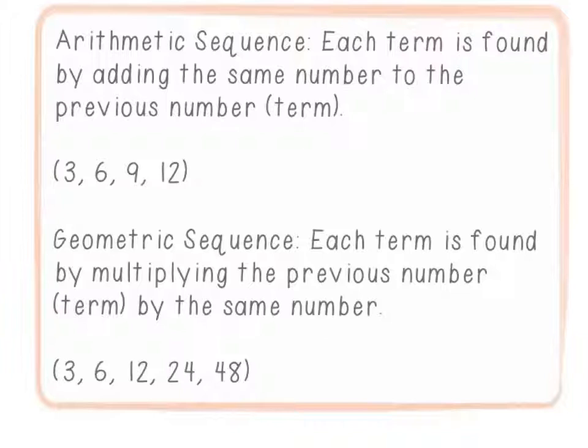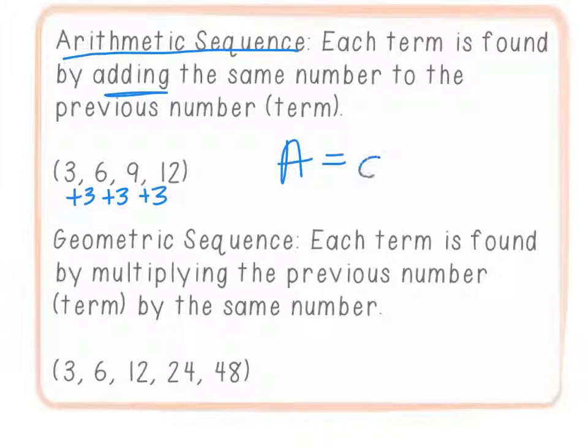The first one is arithmetic sequence. So what that means is that you're just adding the same number each time. So in this list or sequence, we're just adding 3. The big thing for arithmetic sequence is to know that you're just adding. So I remember it by thinking A equals add. So arithmetic, you're just adding each time.